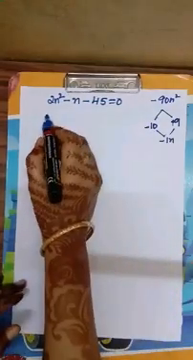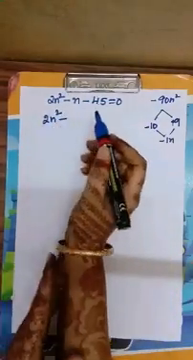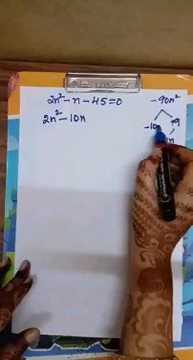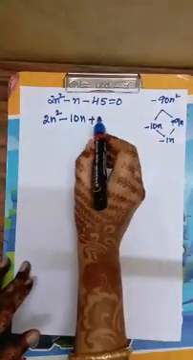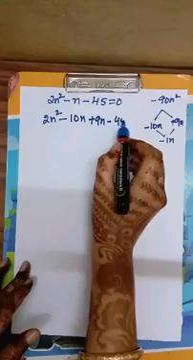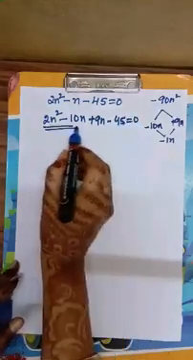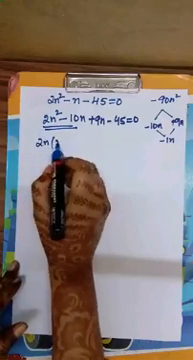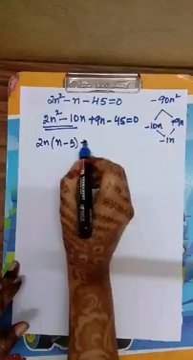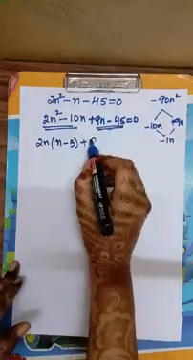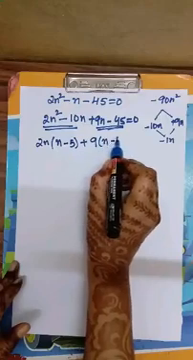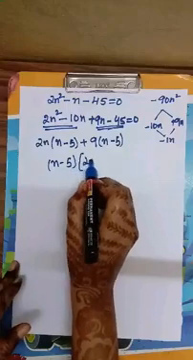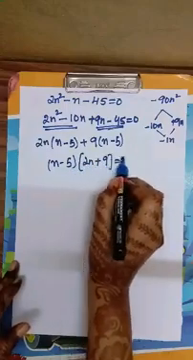Is it clear? So 2n square, this factorization we are learning from 8th class. Minus 10n plus 9n minus 45 is equal to 0. What you can take common here? 2n you can take as common. So when you take 2n as common, n minus 5 is left, plus what we can take common from both? 9 we can take common, that is n minus 5. So n minus 5 again you take common, 2n plus 9 is equal to 0.